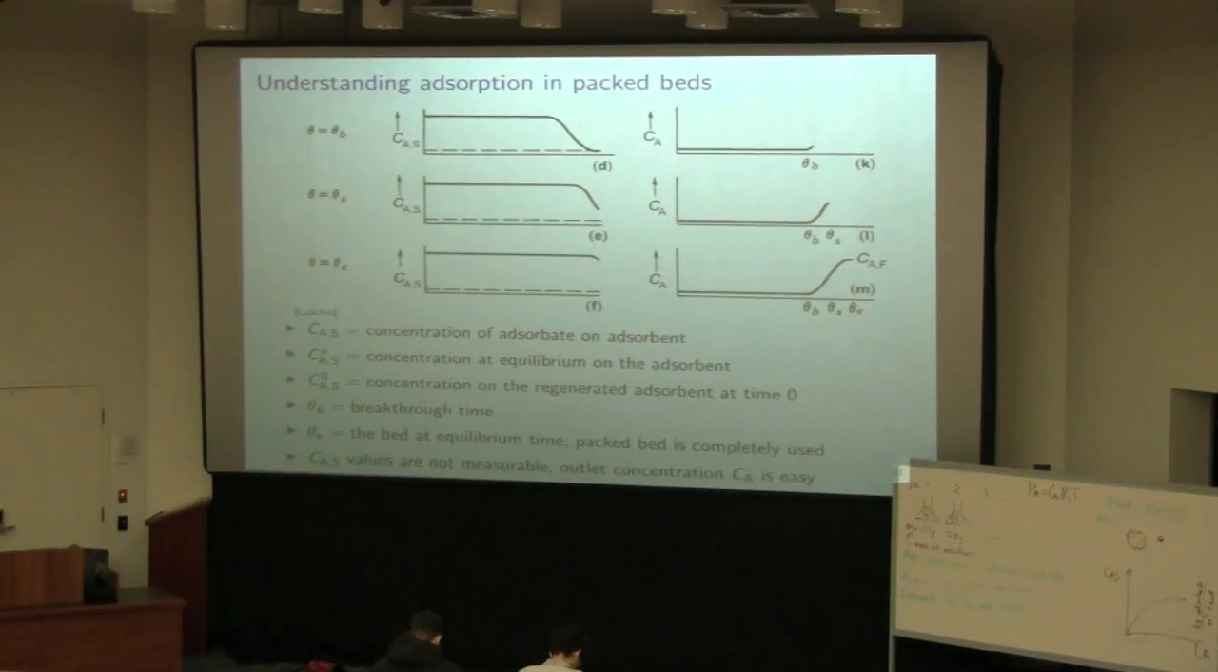So three critical times occur: my breakthrough time, theta B, my stoichiometric time, theta S, and the equilibrium time, theta E. Any point beyond theta E, my packed bed has just become a pipe. I'm just passing material in and it comes right out again. Now, as I've said before, my isotherm applies only to the portions of the bed that are in equilibrium. So my relationship between C_A and C_AS only applies to the portions that are in equilibrium.